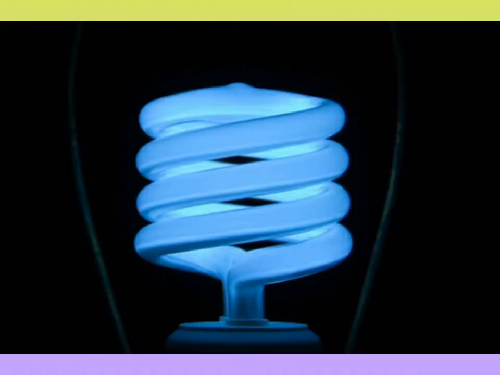For example, argon is a gas which is colorless and odorless. So what do you mean by odorless? Odorless means without any smell. So argon has no color and no smell. So this argon gas is used in making light bulbs and fluorescent tubes.